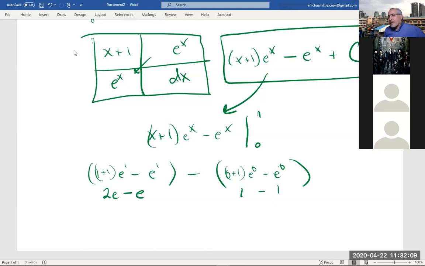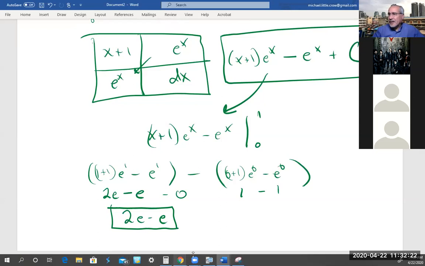Did I get that right? Yeah, 1 minus 1 is 0, so you minus 0. So it's just going to be 2e minus e. Let's see if that works. That works, okay, yeah, thank you.